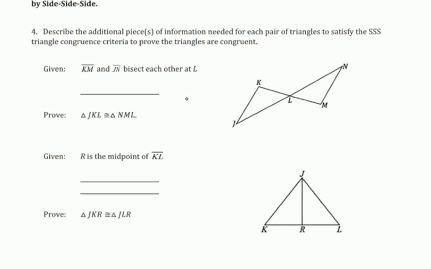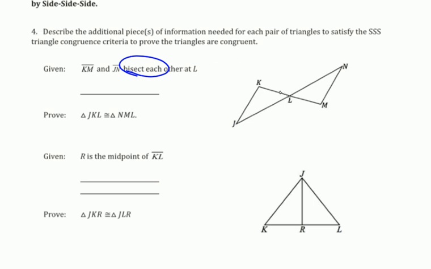Let's take a look at a couple examples where we're asked what additional given information would be needed in order to use side side side. So in the first example, we're told KM and JN bisect each other at L. Again, it's really important that you know what these vocabulary terms mean from earlier in the year. If segments bisect each other, then that means each segment intersects the other at its midpoint.